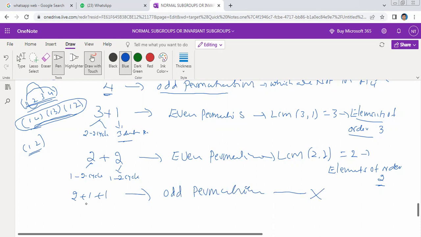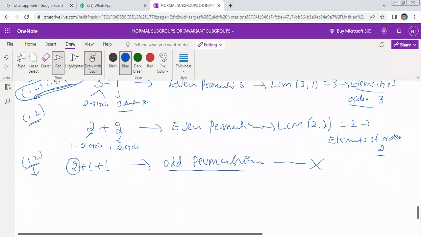Odd, don't take. Then again, 2 means what here? Only one transposition, like 1 2. It is a 2-cycle, and the others are identity. Only one 2-cycle means an odd permutation. If you have any doubt, ask. It is not possible in A4.